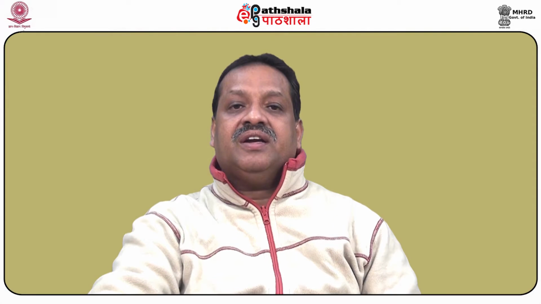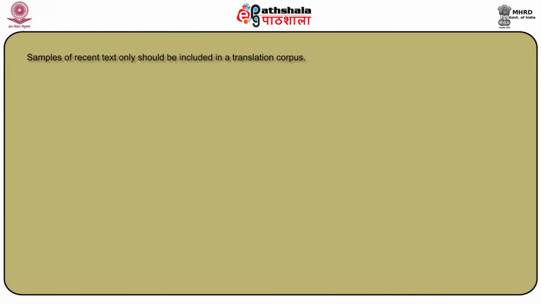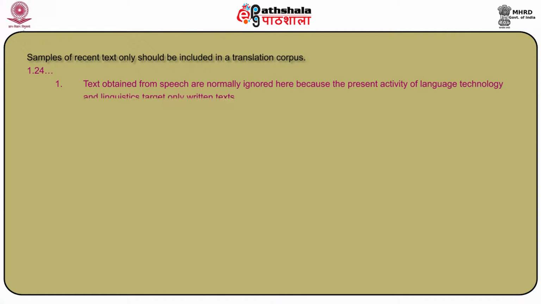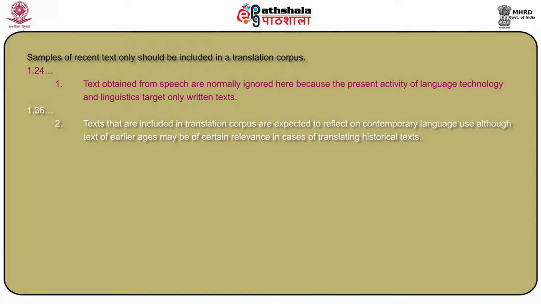Some important issues, some basic principles are to be considered while developing a parallel corpus. Samples of recent text only should be included in a translation corpus. Texts obtained from speech are normally ignored here because the present activities of language technology and linguistics target only written texts. Second, texts that are included in translation corpus are expected to reflect contemporary language use, although texts of earlier ages may be of certain relevance in cases of translating historical texts.